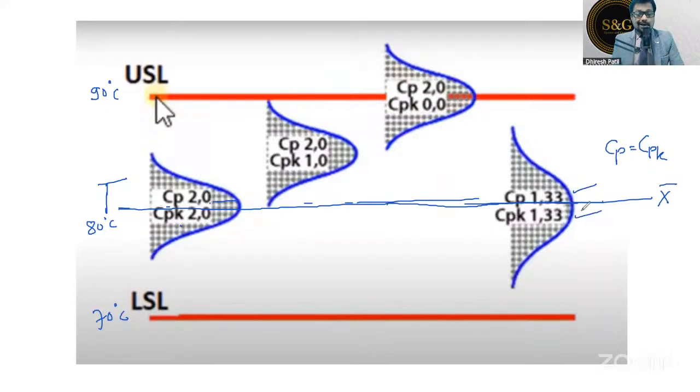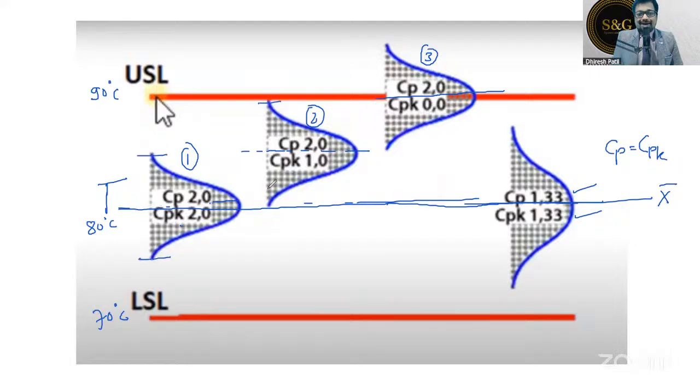Now, when the mean has shifted, this is the mean. Cp value is the same. That's what we have seen in the last example. Even though the process is shifting, the Cp value remains the same, yes or no? Everybody just give me yes or no in the chat box. Just look at this diagram. This is 1, this is 2, and this is 3. Look at these 3 diagrams. All of them have the same standard deviation.